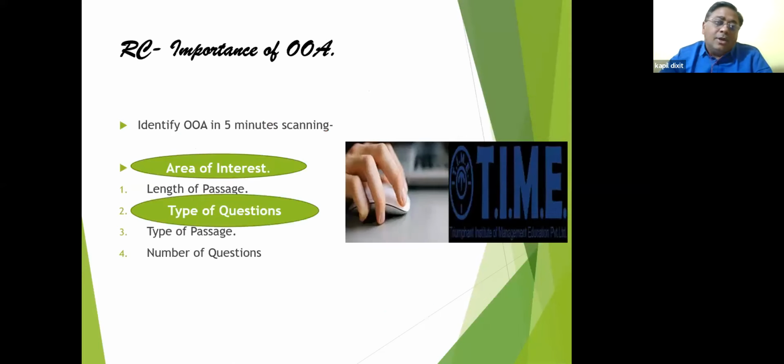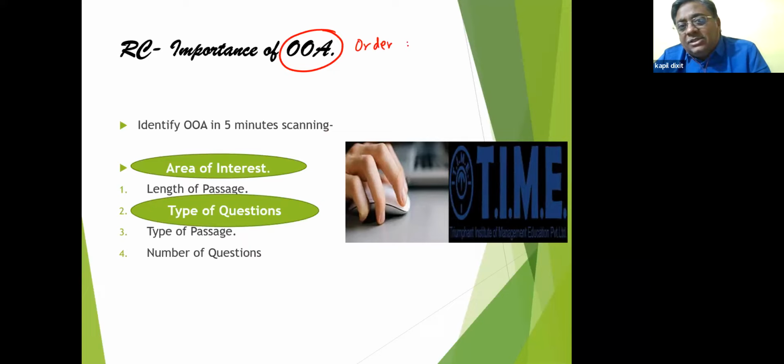Now, when you look at RC, I don't know how many of you have applied this. Ideally, what candidates do in their first test until they start with this session is they start with passage number 1, 2, 3, 4, 5 in a row, or 1, 2, 3, 4 in a row. But this is wrong. You have to identify an order of attempt.